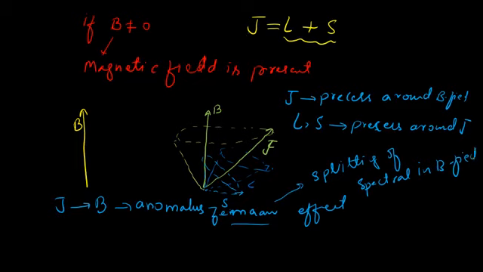So whenever there is precession of the total angular momentum vector J around the B field, it gives rise to the anomalous Zeeman effect. As J is quantized, J has different orientations. There are only specific orientations, so they are slightly different in energy when they precess around B. As a result, there will be the anomalous Zeeman effect.